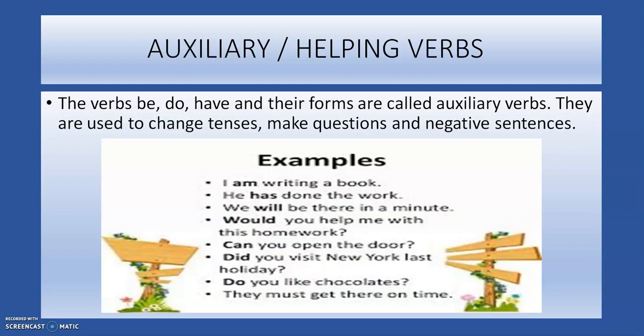Now we come to the auxiliary or the helping verbs. The verbs be and its forms, do, and have are called auxiliary verbs. They are used to change tenses, and to make questions and negative sentences. Now you can see here the examples.